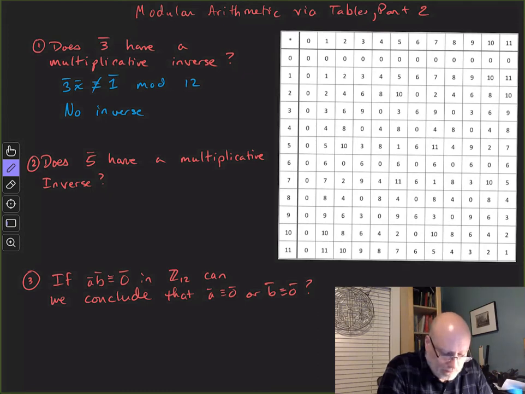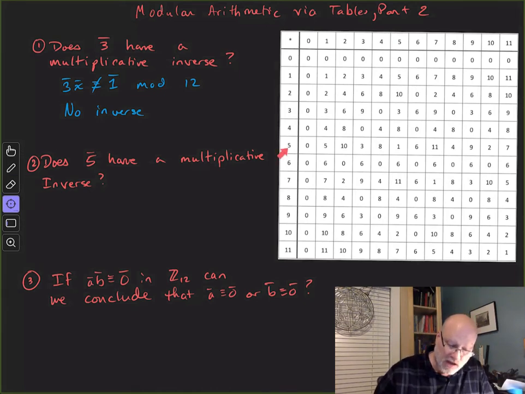Well, we said that 3 doesn't have one, but what about 5? Let's take a look at that. Same thing, I'm going to come over here to 5, come across, and I do have a 1. So the question is, 5x congruent to 1 mod 12. I'm going to leave the bars off for now; we know what that means. That's what we're trying to do, and we saw that it happens right here.